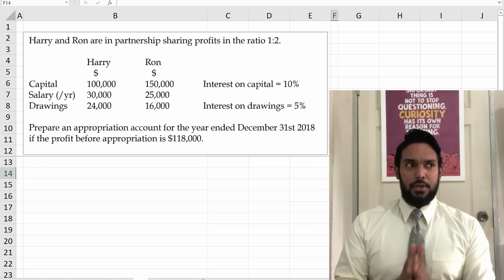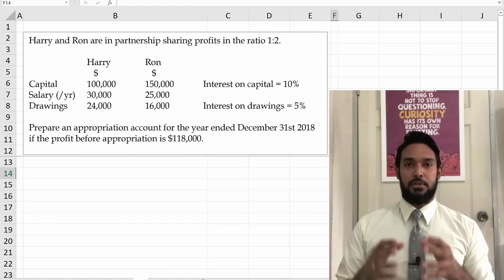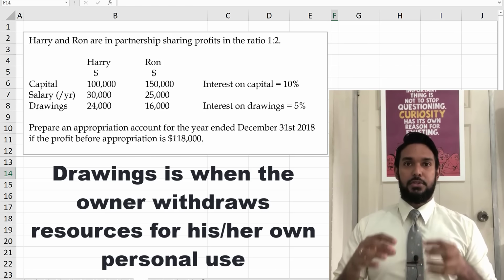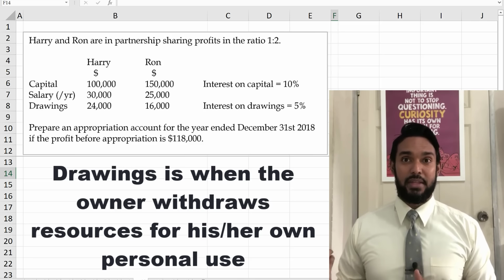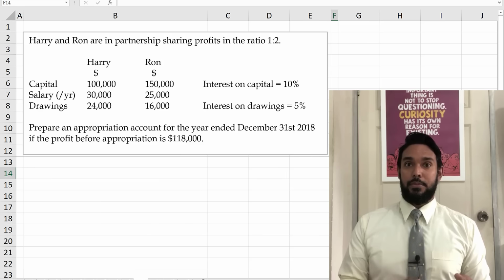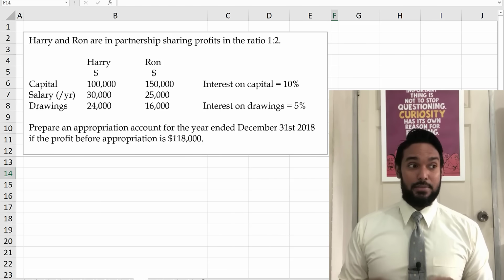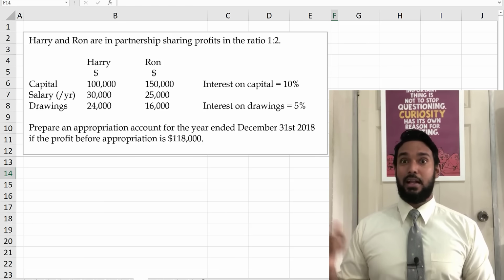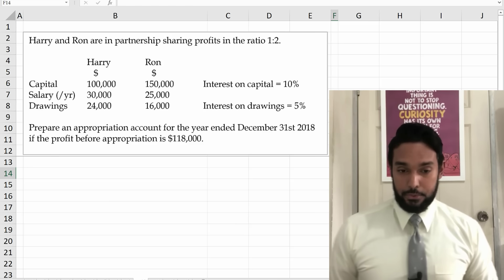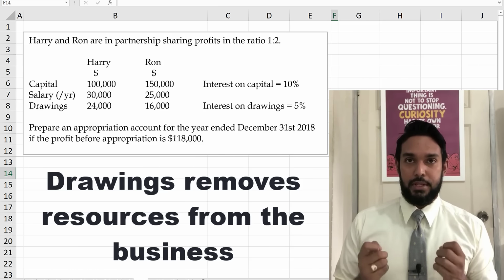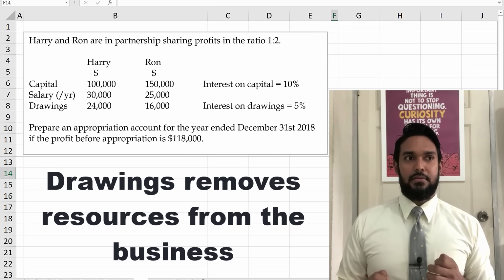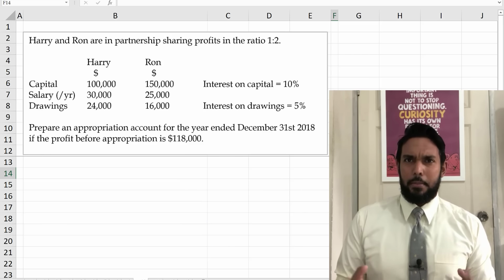Now, what are drawings? Drawings is when the owner or owners remove resources from the business for their personal use. They may take out cash because they want to buy something. They may take out stock because they like the stock that they have, whatever the case is. Maybe there's a vehicle or a car that the business has that they want. So, hey, I'm taking that.